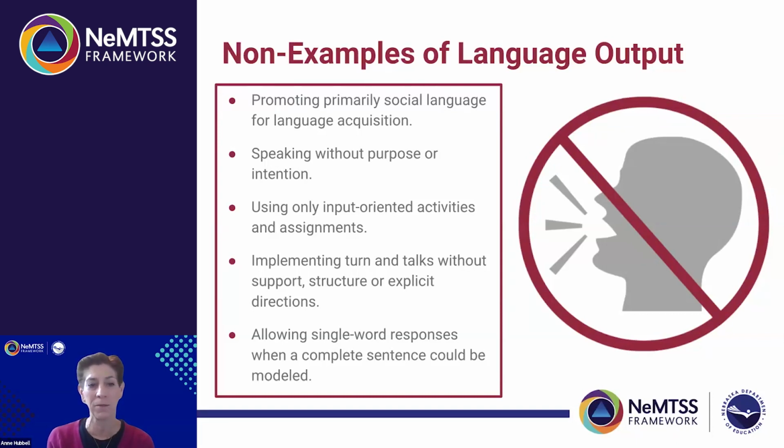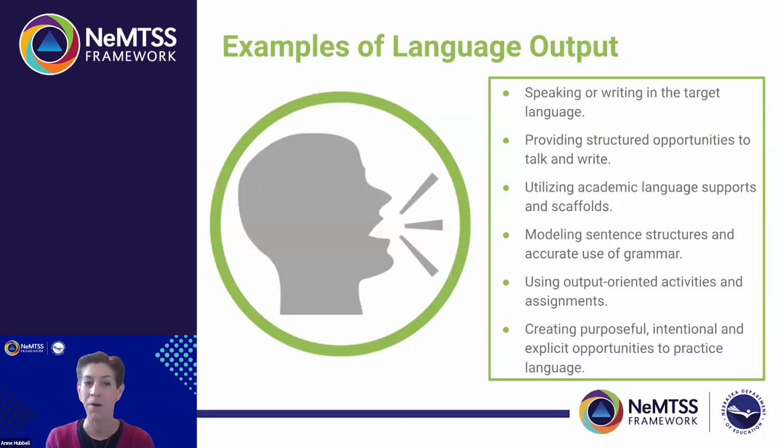I have observed many opportunities lost when a teacher accepts a single word response, such as yes or no, or the answer to the question. The teacher could have modeled using part of the question to provide a complete sentence response and provided an opportunity to use more academic language by expecting students to respond in complete sentences. There are many opportunities to use academic language through speaking and writing in the classroom. Teachers just need to be aware of these opportunities and take advantage of them.